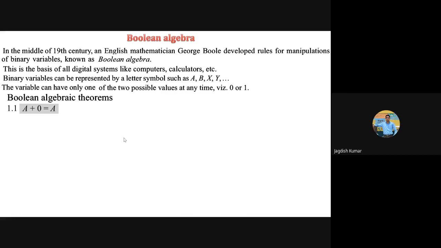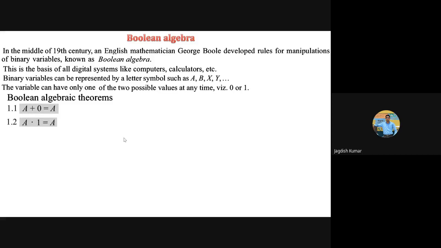So this is the first theorem, 1.1, which says if you have any binary variable A, then A OR 0 is equal to A always. This is a quite simple, straightforward result. You can make a simple truth table and put the values of A. If A is 0, then 0 OR 0 will be 0. If A is 1, 1 OR 0 is again 1. So that is a very simple theorem. A OR 0 is A always.